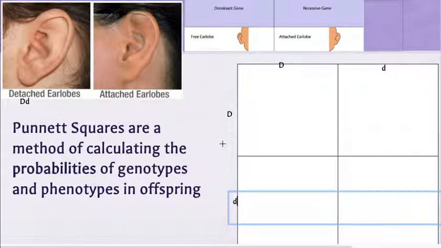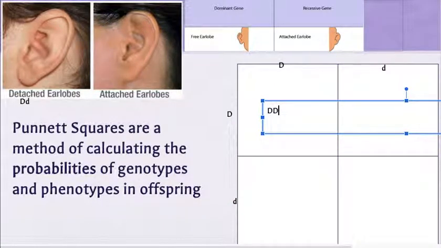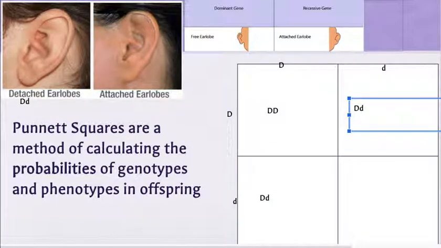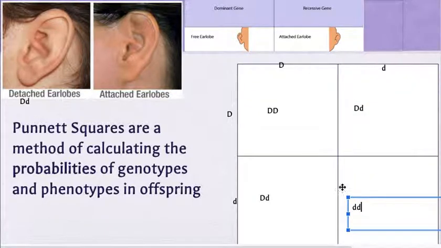So you've got two individuals who are going to mate with detached earlobes, and the first possibility is big D, big D. Second possibility, big D, little d. Third possibility would be big D, little d, and the fourth one is little d, little d. So notice 75% of the time, so these three chances, those kids are going to end up with detached or free earlobes. And then 25% of the time, they're going to have offspring with attached earlobes.